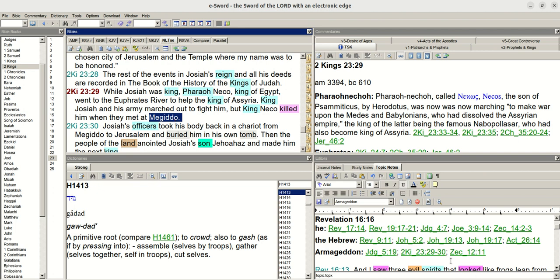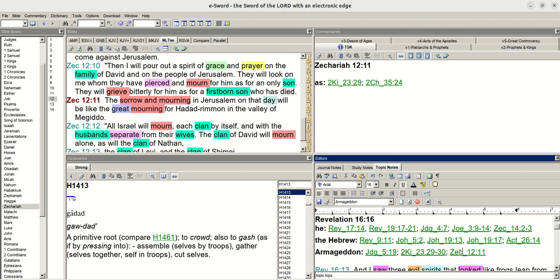Are they the same? Well, we looked at it and we didn't really get anything out of the Hebrew word Megiddo. But we got one more that we're going to take a look at. In Zechariah chapter 12. The sorrow and mourning in Jerusalem on that day will be great, like the mourning for Hadad Rimmon in the valley of Megiddo. All Israel will mourn, each clan by itself, and with the husbands separate from their wives. The clan of David will mourn alone, as with the clan of Nathan.